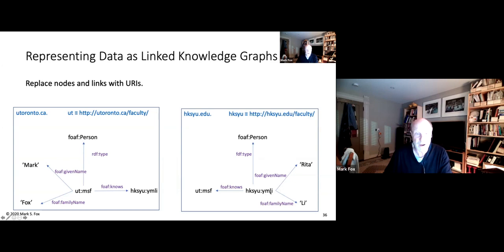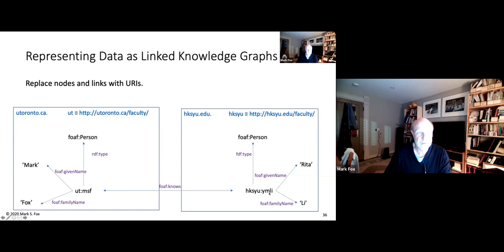And so YMLI, with this whole prefix, is a unique worldwide identifier for Rita. By doing that, we know that we're talking about the same knows property, given name property, family name property. We know it because we're all using the explicit, globally unique identifiers for knows, given name, family name, and we're using the globally unique identifier for Rita and for Mark. So in essence, when we do this, it's the same as saying that UTMSF, Mark Fox, knows HKSYU, YMLI, Rita.